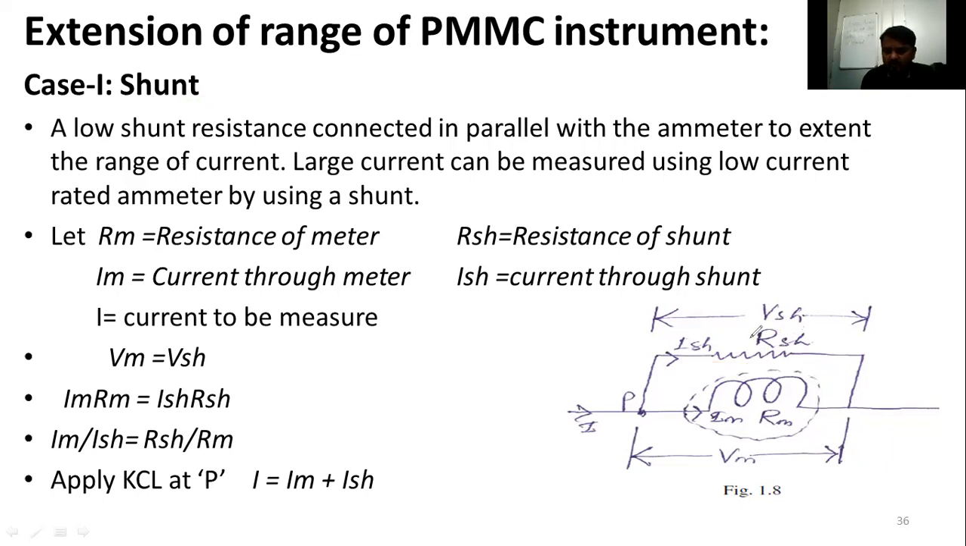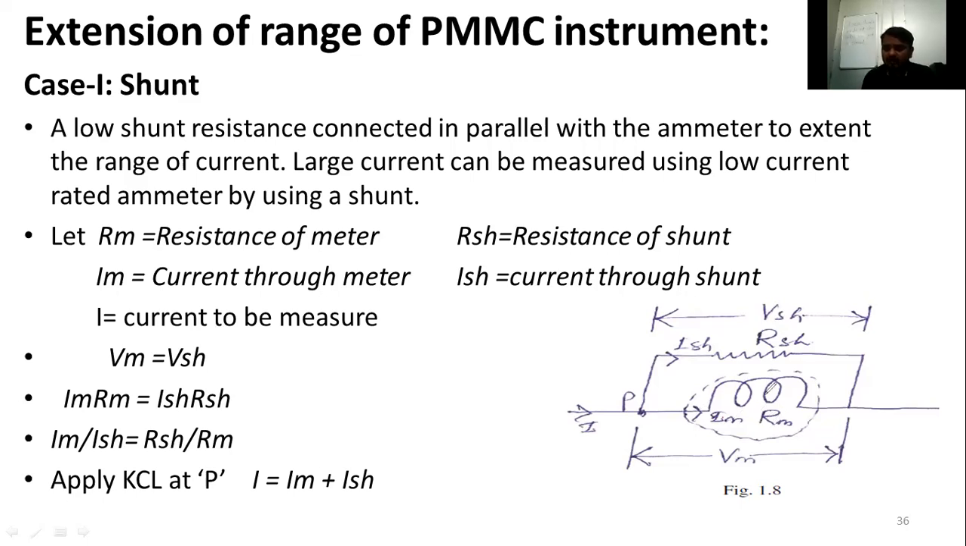one resistance connected in parallel with the meter. This is the meter. Rm is the resistance of that meter. Im is the current flowing through that meter. We are going to measure the current here. Current flowing through that meter is Im and the resistance of that meter is Rm.